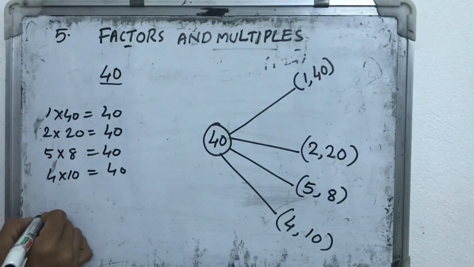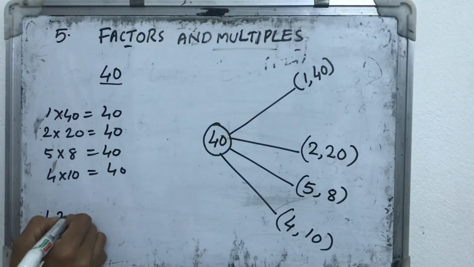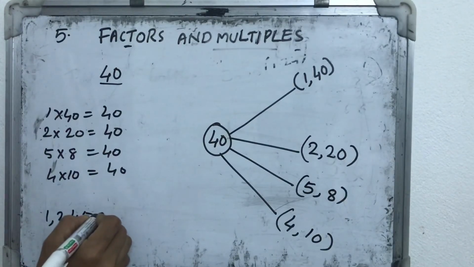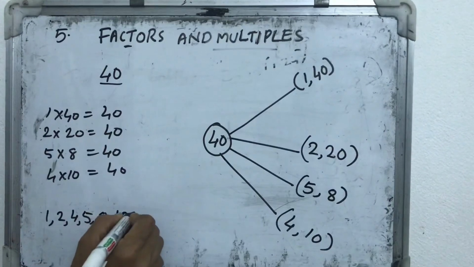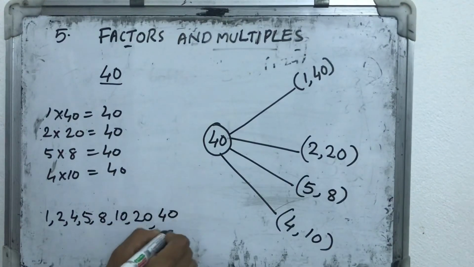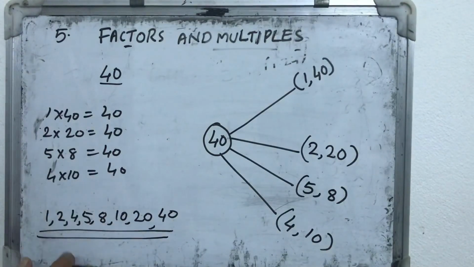So here the factors we can write: 1, 2, 4, 5, 8, 10, 20, 40. These are the factors of 40, and this is the multiplication story for the number 40.